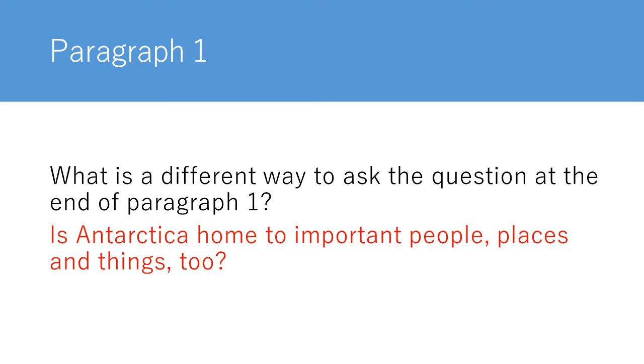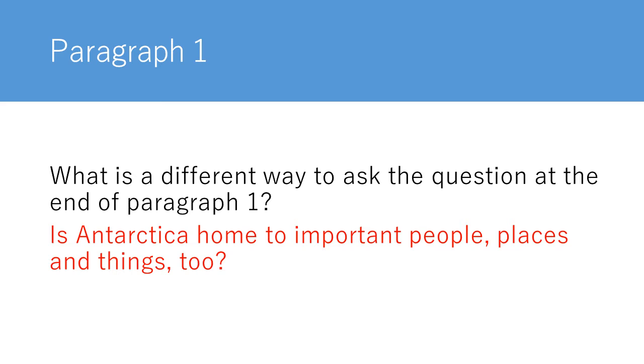All right, here's what my answer is. It says, is Antarctica home to important people, places, and things too? Okay, remember, they had just made this point that the other 6 continents have many important people, places, and things. And then the question, what about, it repeats the question. What is the situation in Antarctica? Does Antarctica have important people, places, and things too? So that's the meaning of that question at the end of paragraph 1.